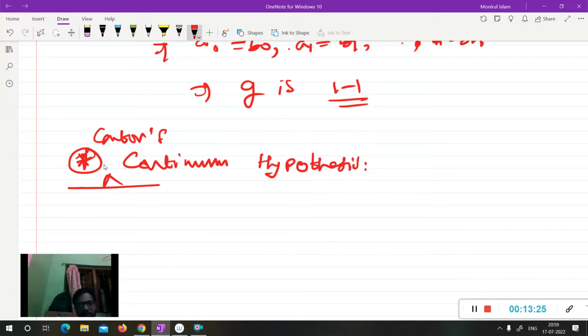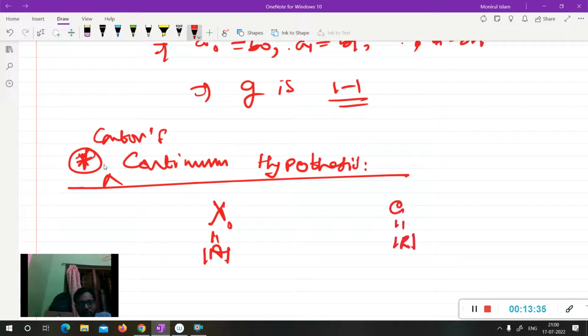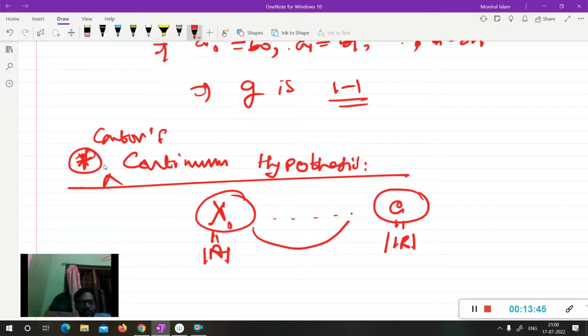What does this say? We know there are two cardinal numbers. One is aleph naught, the cardinality of N or any countable set. The other is continuum, the cardinality of R. In between them there are no cardinal numbers. There are only two cardinal numbers in all: one is aleph naught, one is c.